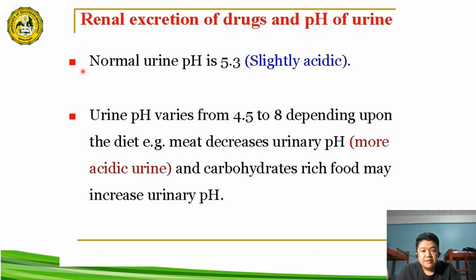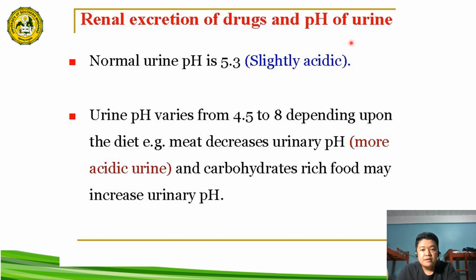So the renal excretion of drugs will be affected by the pH of the urine. So excretion of some drugs will be affected by the pH of the urine. So this is an important concept of ion trapping, or the pH partition hypothesis.